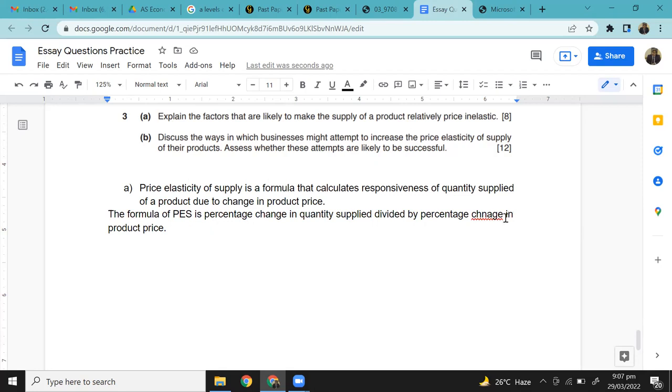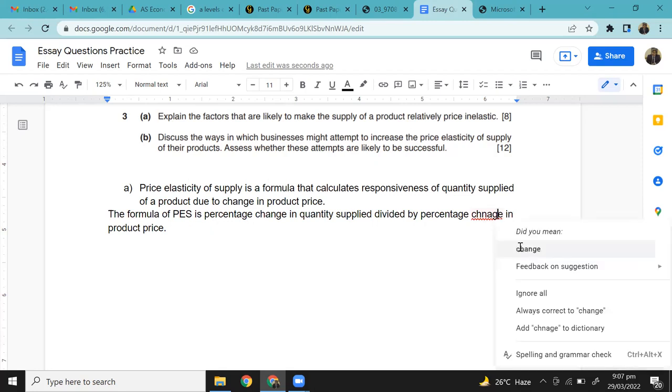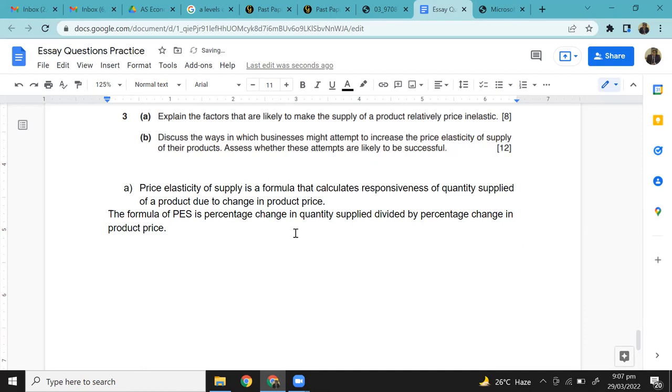You can also write it in words, whichever you think is easier for you or whichever you are more comfortable with, because both serve the same purpose. Whether you write the formula in words or in mathematical notation, both will be correct. So we have defined price elasticity of supply, and we have mentioned its formula: percentage change in quantity supplied divided by percentage change in product price.